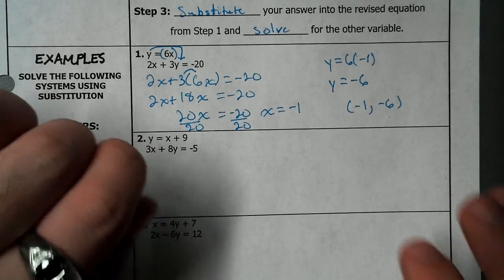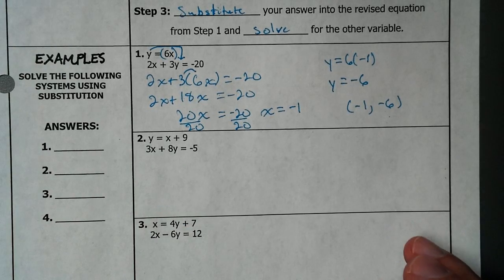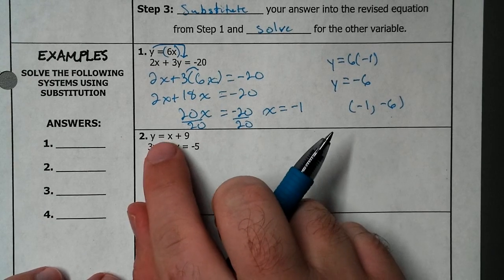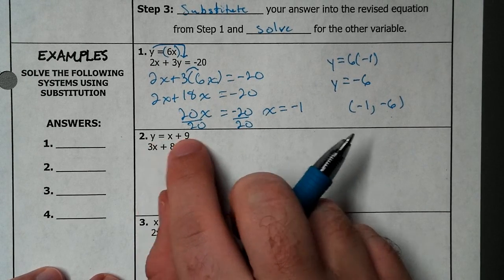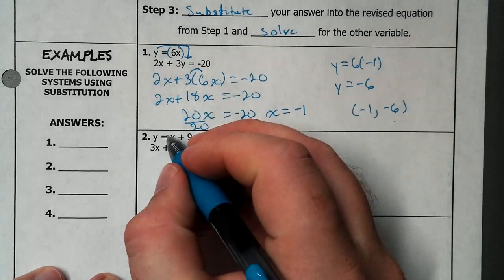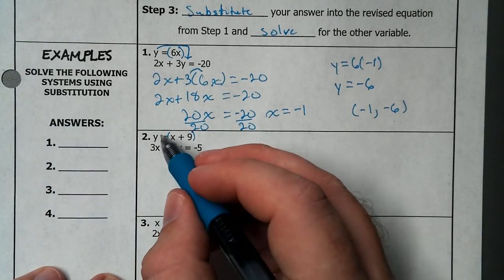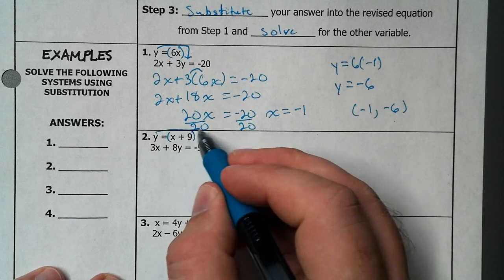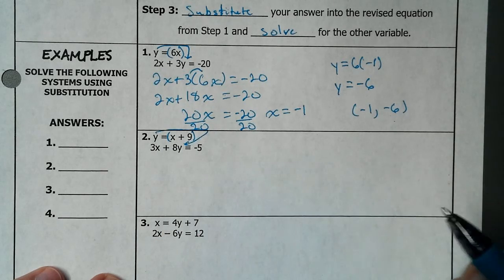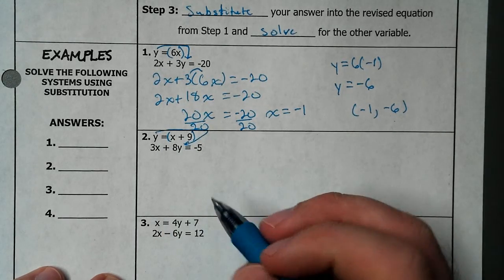All right, let's go through our steps on the second one. Now, once again, I've got an equation that already says either x equals or y equals. So we're going to use this whole thing, x plus 9. We're going to take it, we're going to plug this y in the other equation. So x plus 9 is going to go in there for y.